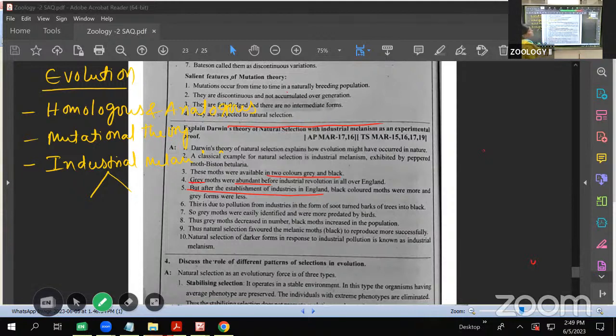Here, mainly nature is selecting. In nature, pollution is there, and automatically the barks become black. That's why the dark, black color is more common. Before that, there was no pollution. Which one is selecting? Nature is selecting. That's why it is called natural selection, seen with industrial melanism. Next one is neo-Darwinism. Now only we discuss.